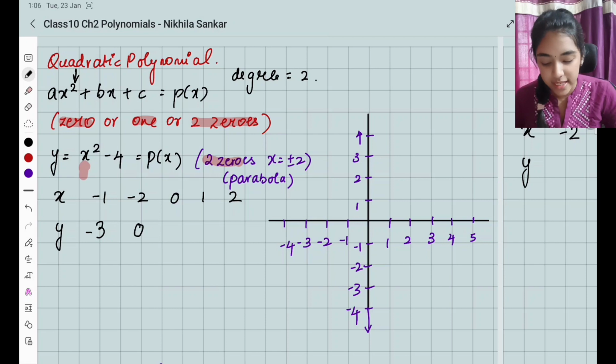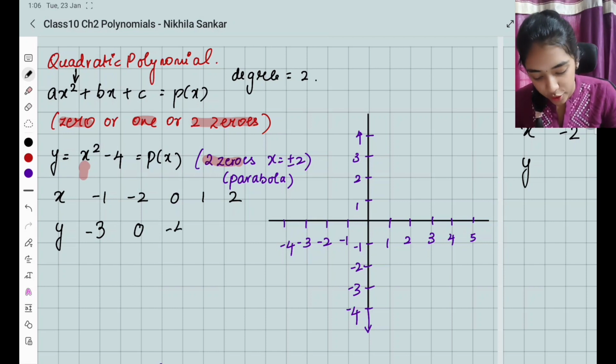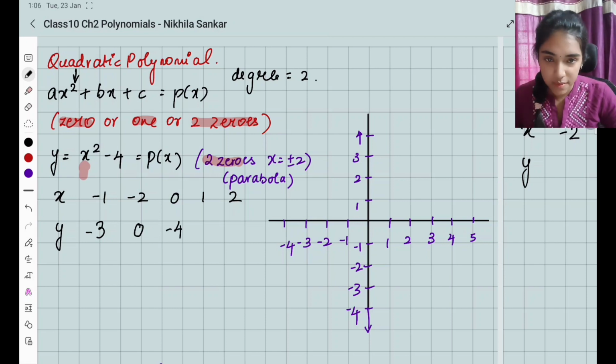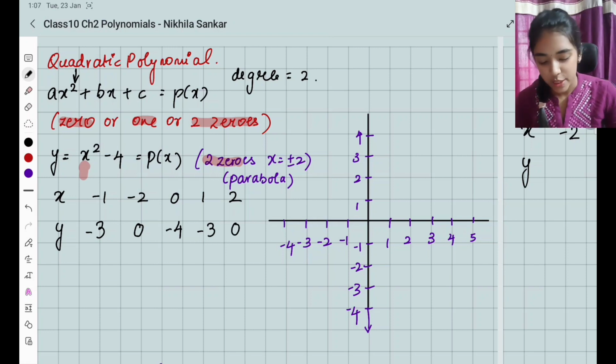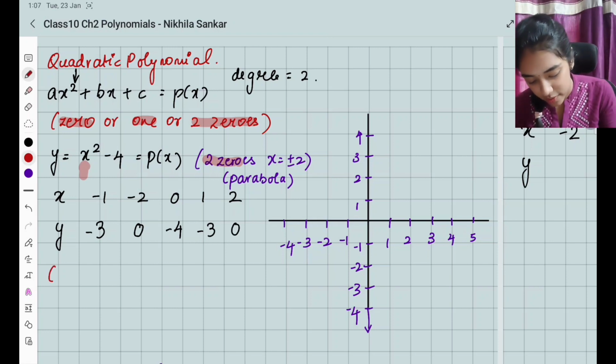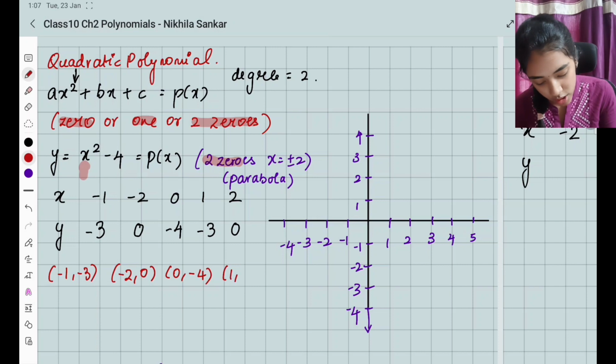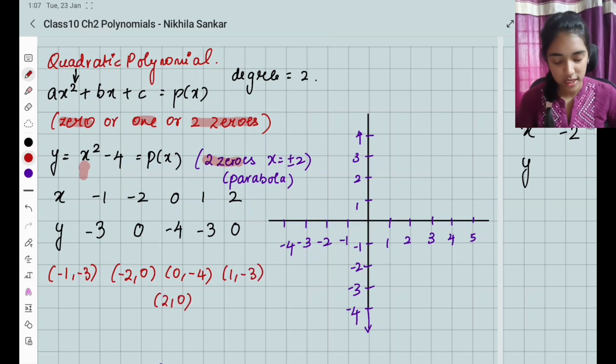Next, x equals 0 substitute பண்ணா y value is going to be minus 4. Then x equals 1 substitute panna, again it's going to be 1 minus 4, which is going to be minus 3. Then 2 substitute panna, you have again 4 minus 4, which is going to be 0. இப்போ இதெல்லாம் plot பண்ணலாமா? So when I start plotting this, what are the points? First of all, minus 1, minus 3, minus 2, 0, 0, minus 4, 1, minus 3, 2, 0. இதெல்லாம் தான் points. So let's start plotting.